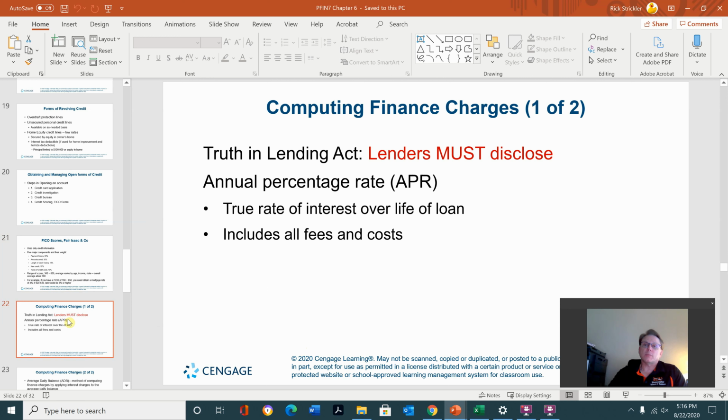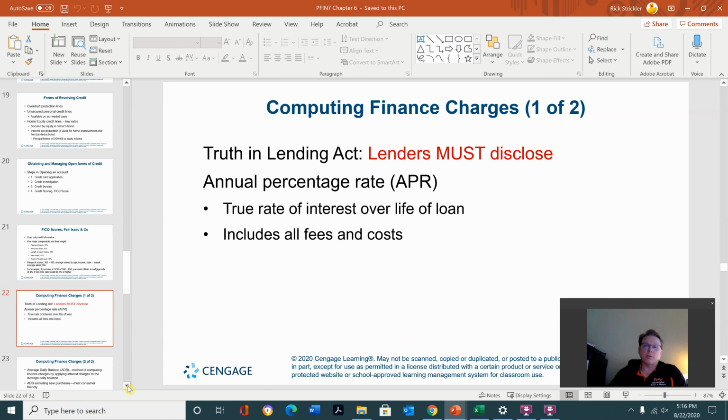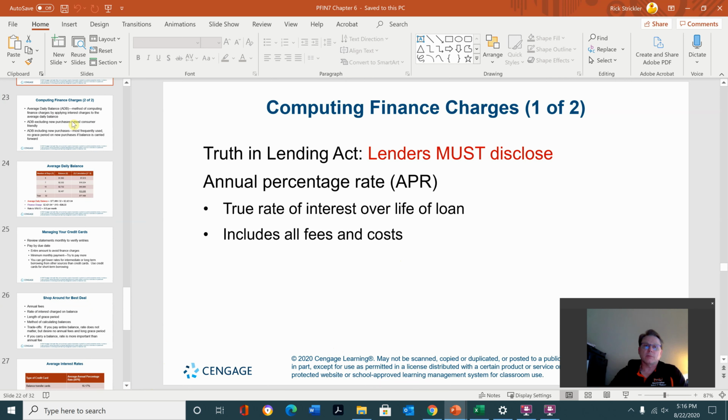Truth in Lending Act, lenders must disclose the annual percentage rate, a true rate of interest over the life of the loan, and all the fees. Now, they don't have to do it in very big font. See how small this font is? It can be smaller than that, but they can say they had it on there, so you have to look very close to make sure you know exactly what it is.